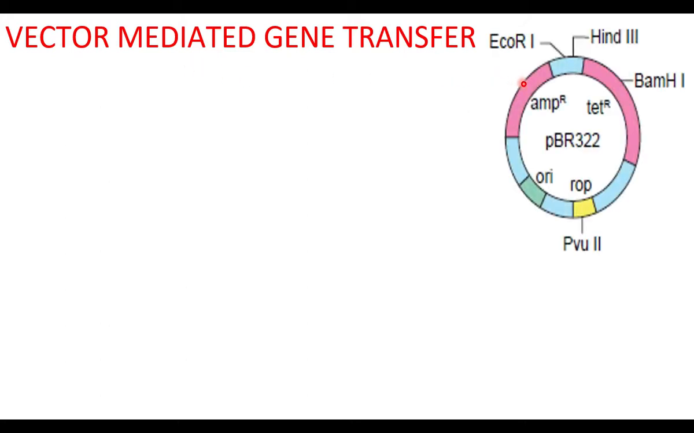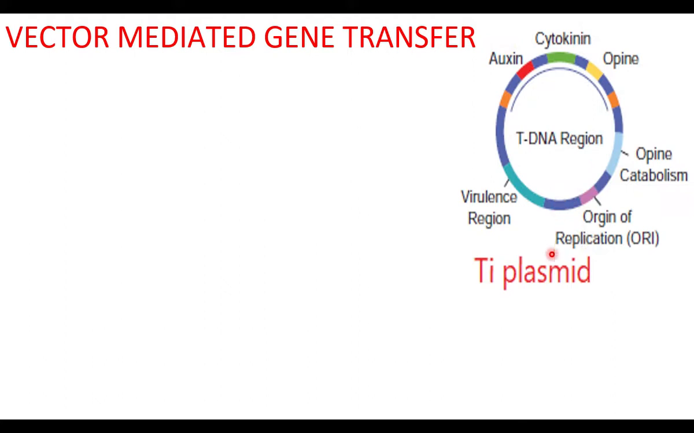Vectors are used to carry foreign genes into plant cells. Foreign gene is called the gene of interest. This is a vector, named PBR322. This is a specially designed vector used for the purpose of gene transfer. The most commonly used vector is the TI plasmid.